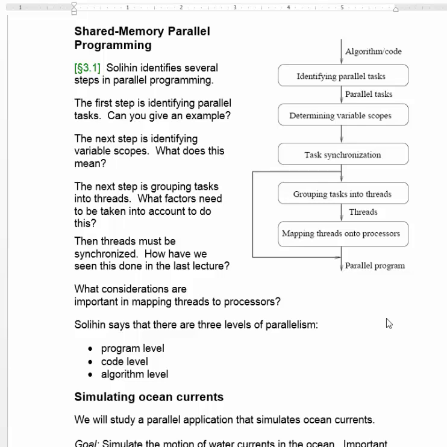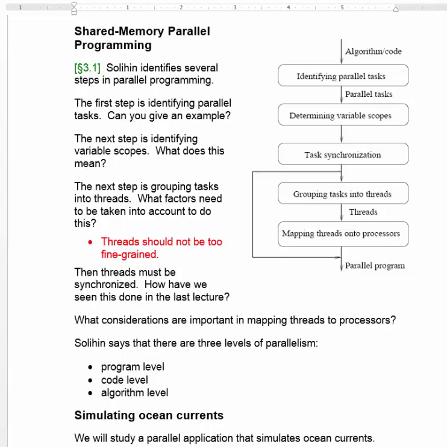The next step is grouping tasks into threads. Several factors need to be taken into account to do this. First of all, threads should not be too fine-grained. If the threads are too small, it's just not efficient to execute them because we need to create a memory map for a thread. That sometimes involves creating private data, and certainly it involves creating a process stack and initializing registers and so forth, so it's likely to be a few hundred instructions.